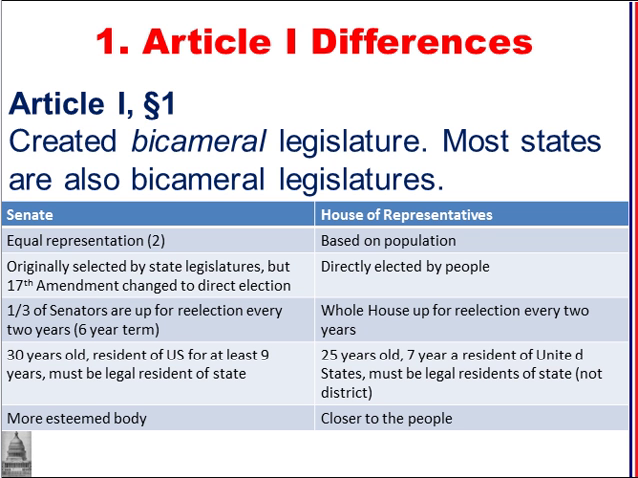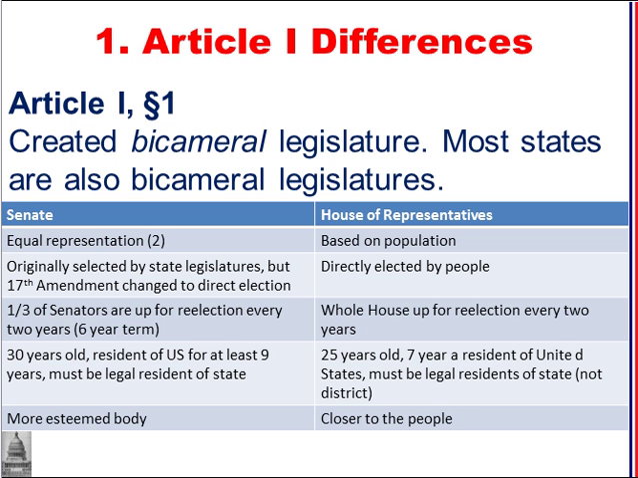Now, Article 1, Section 2 addresses the House, and the number of representatives that each state has in the House is based on the state's population. Members of the House are directly elected by the people, and they were originally in the Constitution. The whole House is up for re-election every 2 years, so a term for a member of the United States House of Representatives is 2 years, and the constitutional requirements for eligibility are that a member of the House be at least 25 years old, have resided in the United States for at least 7 years, and must be a legal resident of the state that he or she is representing.